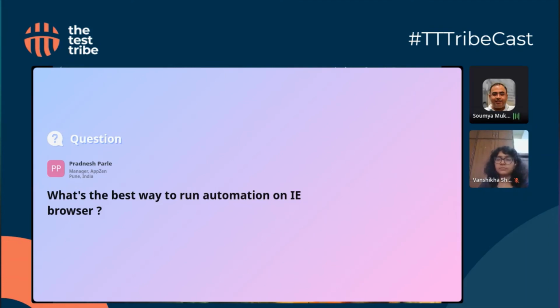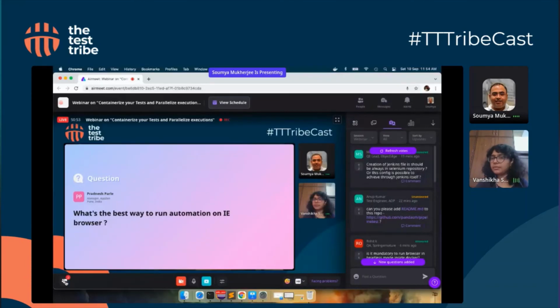Whatever works on Chrome or Safari or Firefox, it may or may not run on IE browser. As far as I know, I do not have any binding or binary which can run on Docker. So you actually need a node on a physical machine. Sorry, Pradnesh, I'm sorry.